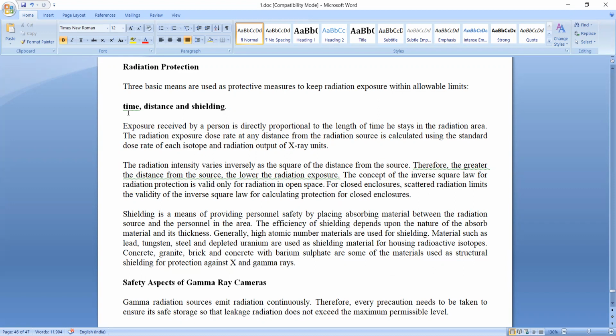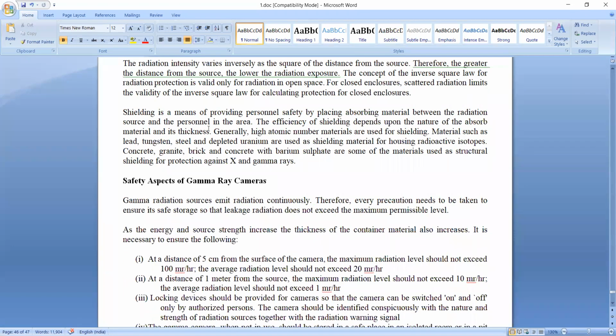The last one is shielding. If you provide some safety shield, if you wear some safety apron which prevents the radiation, it minimizes the exposure dosage of the radiation. By using these three ways, we can protect our body from the radiation.